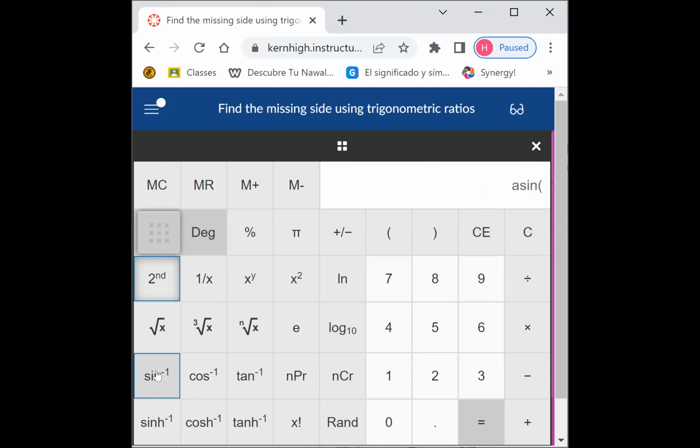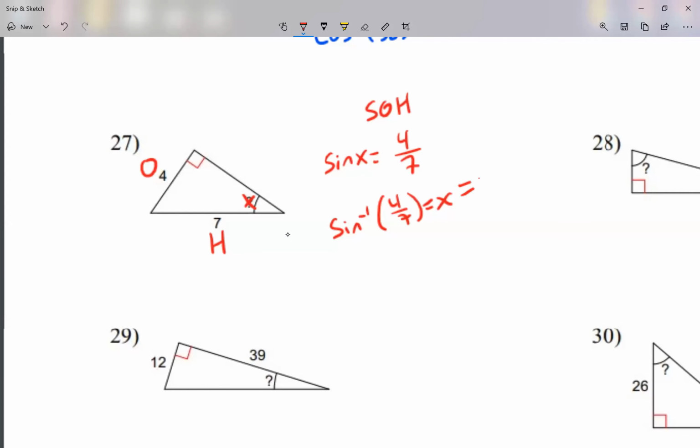So sine inverse of 4 divided by 7 equals 34.8. Okay, that 8 is big enough, right? Big enough is 5 or more. That 8 is big enough, so the 8 is going to push the 4 up. So when I round this to the nearest whole number, I'm just going to call this 35.